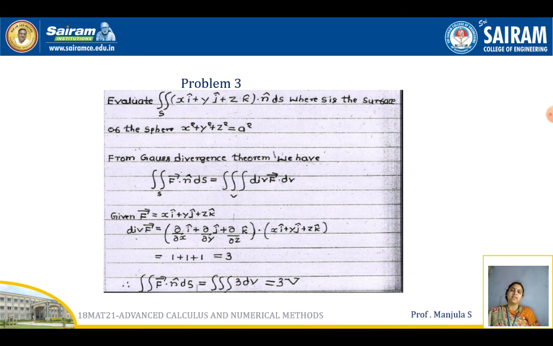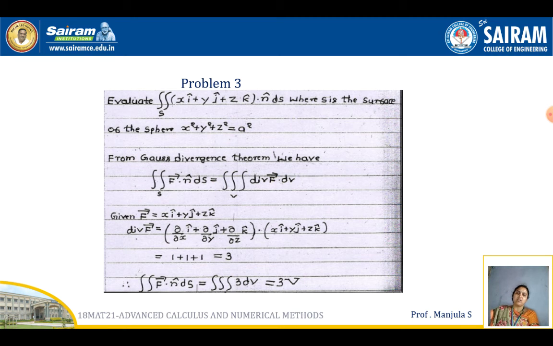Now we'll see the next problem. Evaluate the double integration over S of (x i cap plus y j cap plus z k cap) dot n cap into dS, where S is the surface of the sphere x² + y² + z² = a². You just observe here, surface means we have to use the Gauss divergence theorem only. So we have to evaluate this, and clearly they have given a sphere.